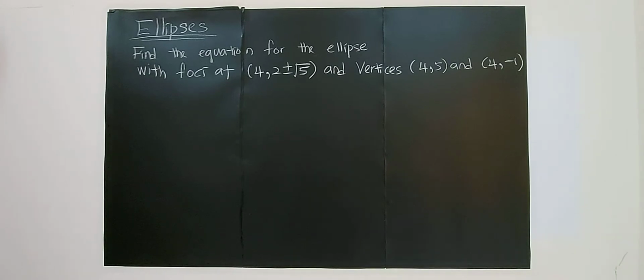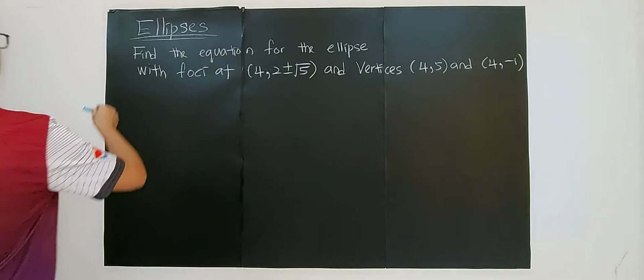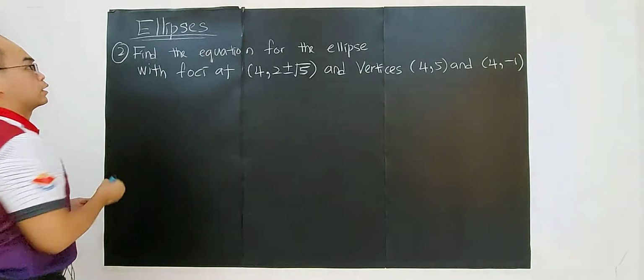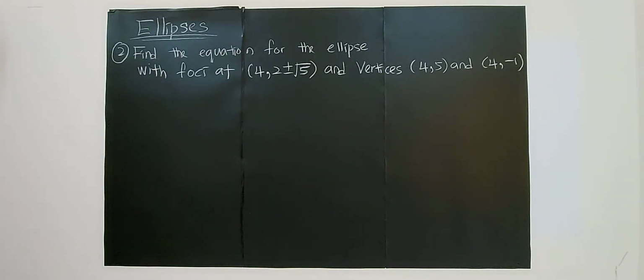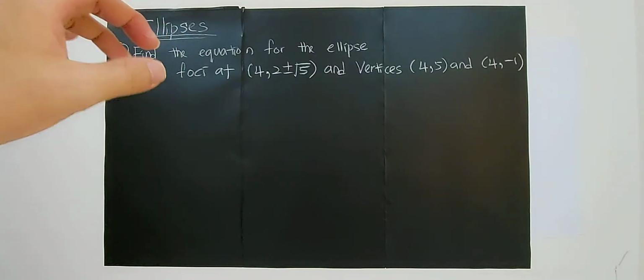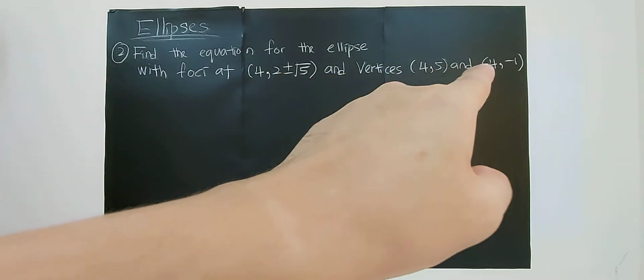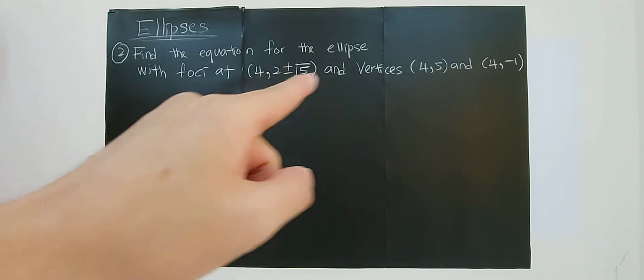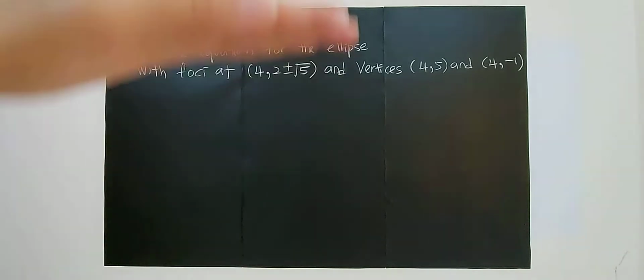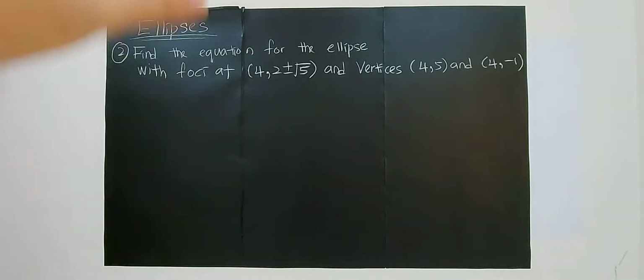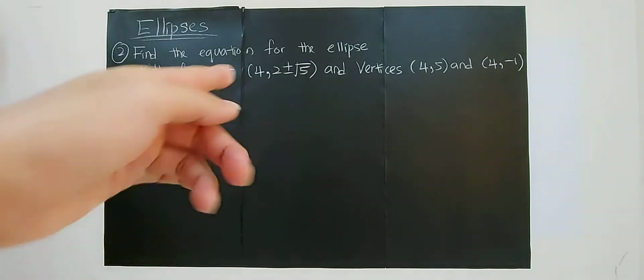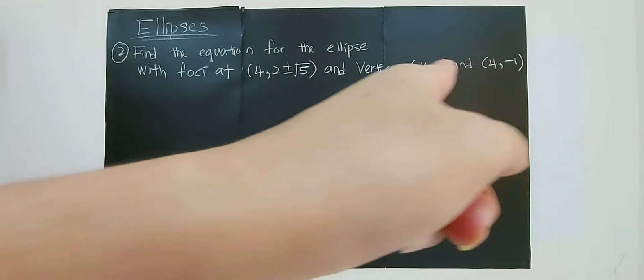Alright, let's continue with the second example for this video. Find the equation for the ellipse with foci and vertices given, right? If you observe carefully, another thing I want to tell you is you see the x coordinate, right? All is the same except the y coordinate here. That means the y value is different, right? They are changing, but they are along the same x value. That means x equals 4.